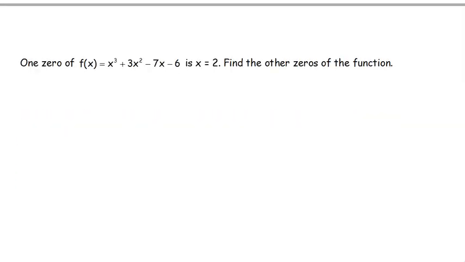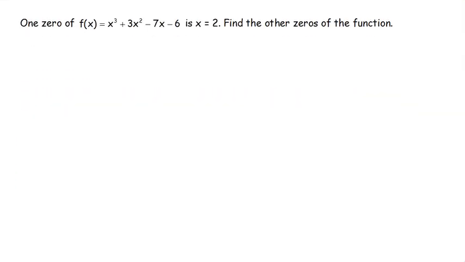When we turn over to the back side, I'm telling you that a zero of f of x equals x cubed plus 3x squared minus 7x minus 6 is x equals 2. What I want you to do is find all of the other zeros of the function. I want you to start this one on your own. So I want you to do the first step of synthetic division by yourself. Once you're done with that, go ahead and press play again and see if you did the synthetic division correctly, and then we'll do the rest together.